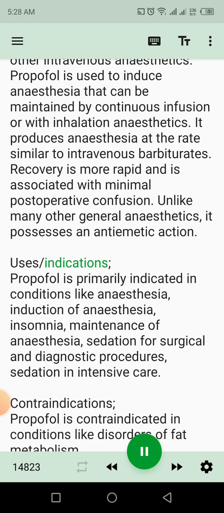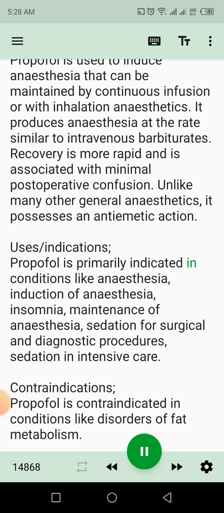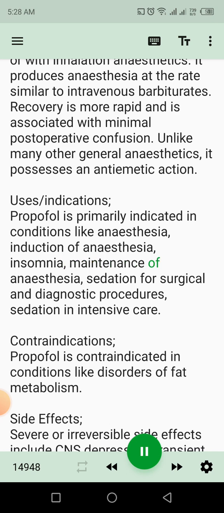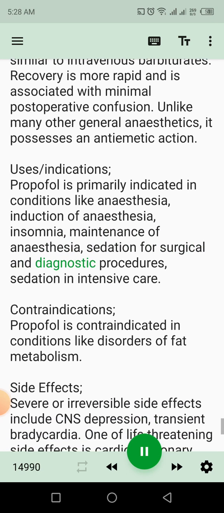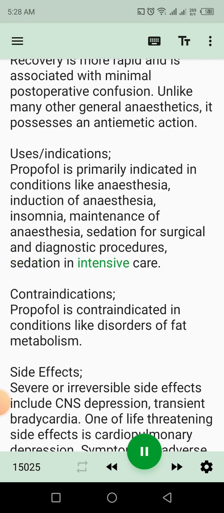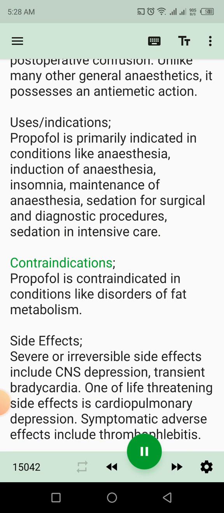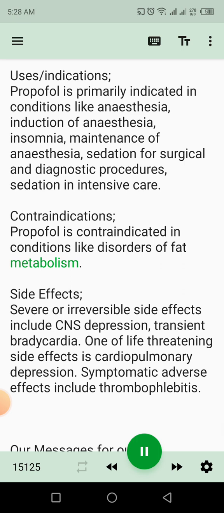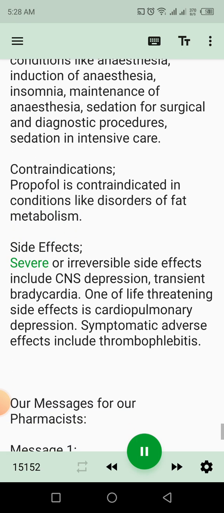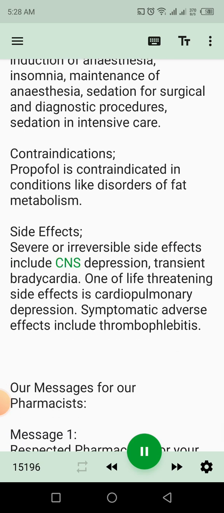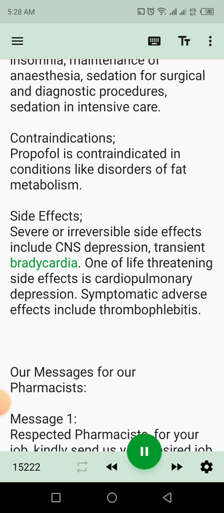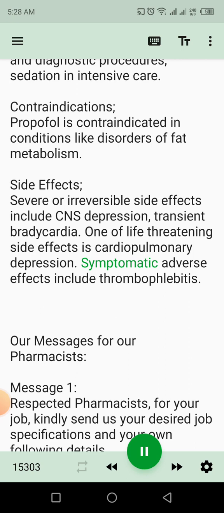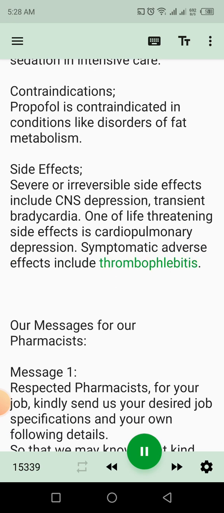Uses. Indications. Propofol is primarily indicated in conditions like anesthesia, induction of anesthesia, insomnia, maintenance of anesthesia, sedation for surgical and diagnostic procedures, sedation in intensive care. Contraindications. Propofol is contraindicated in conditions like disorders of fat metabolism. Side effects. Severe or irreversible side effects include CNS depression, transient bradycardia. One of the life-threatening side effects is cardiopulmonary depression. Symptomatic adverse effects include thrombophlebitis.